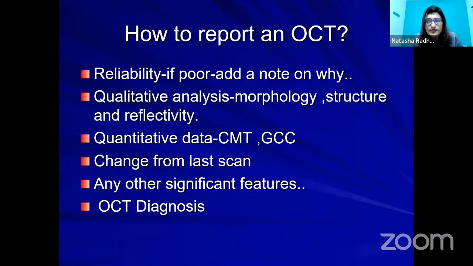So how do you report an OCT? After all this, you have to look at the reliability. If it is poor, add a note on why. You should write both the qualitative and the quantitative data there. Any change from the last scan, any other significant features, and the OCT diagnosis.